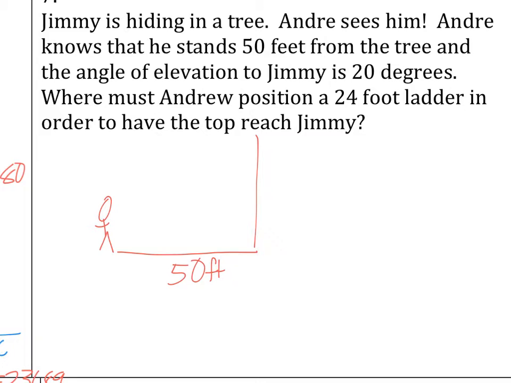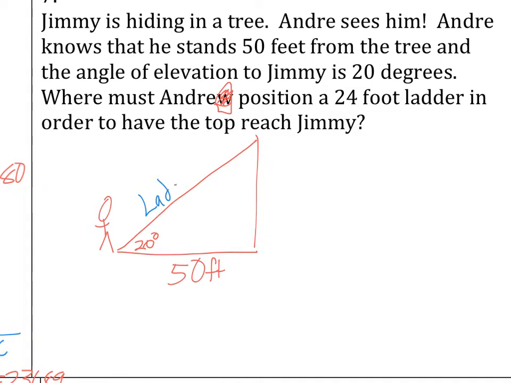The angle of elevation to Jimmy is 20 degrees. We're going to make the assumption that Andre is looking from the ground. Makes the problem a little bit more digestible. And we've got Andrew instead of Andre. Let's cross that out. So where does Andre have to position a 24-foot ladder?